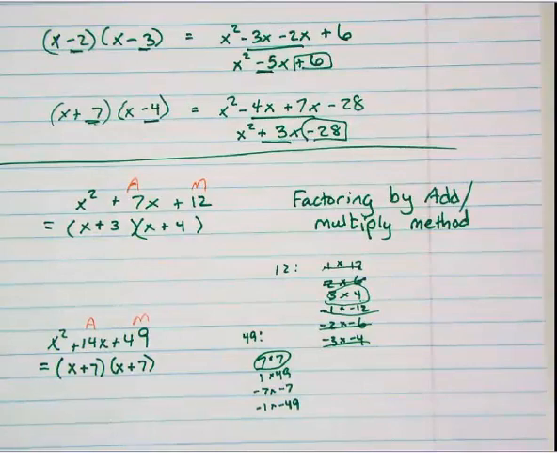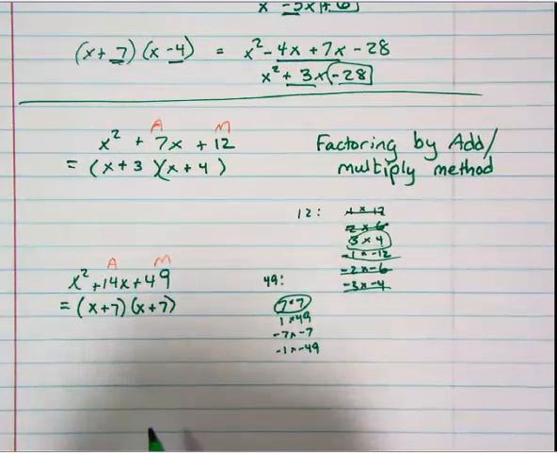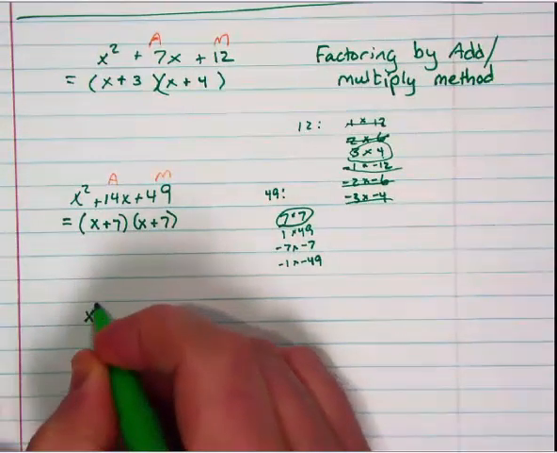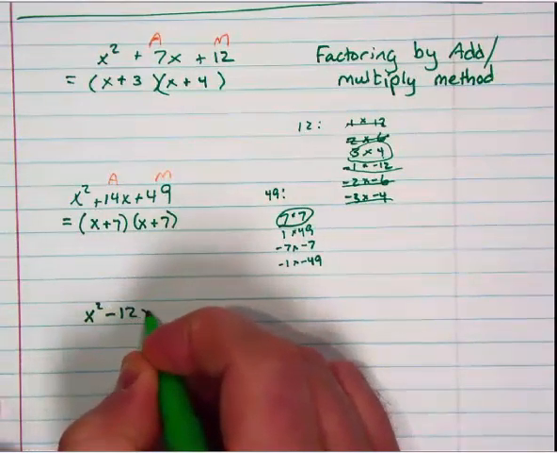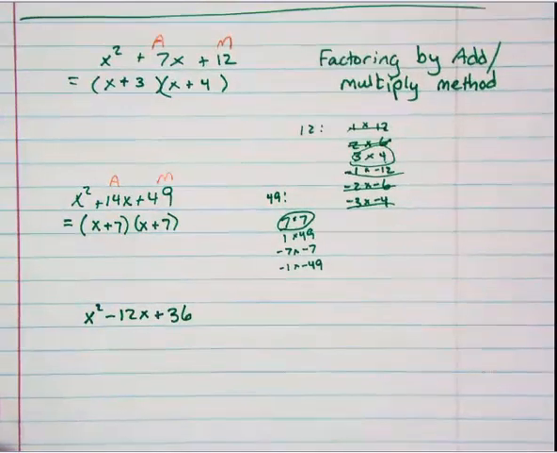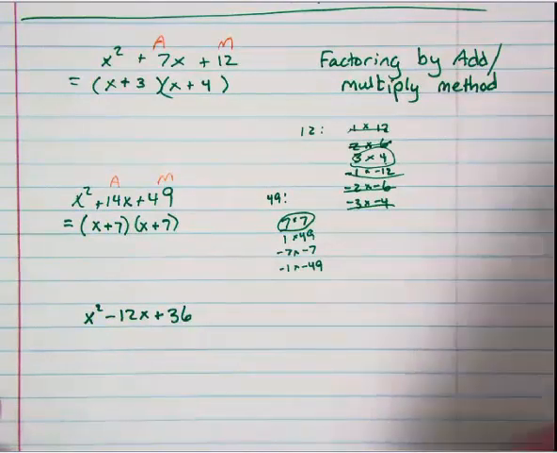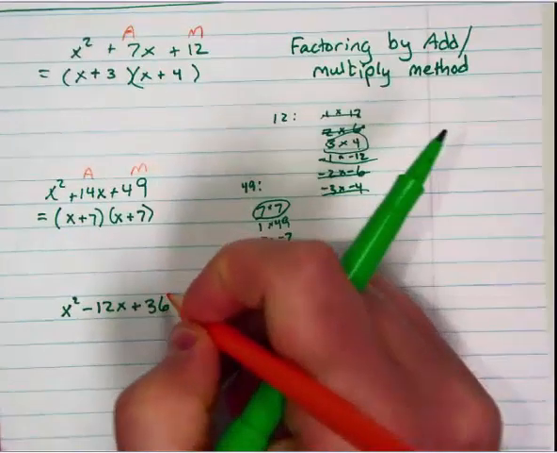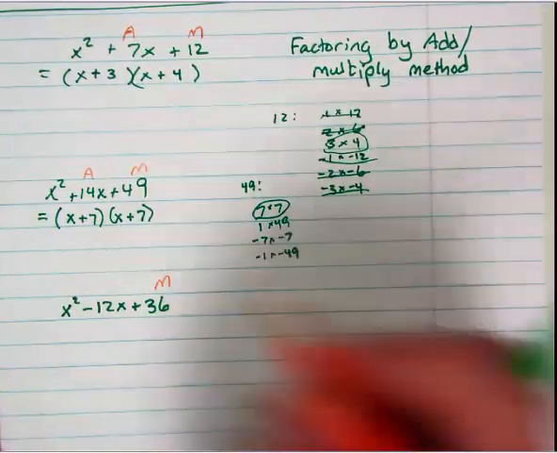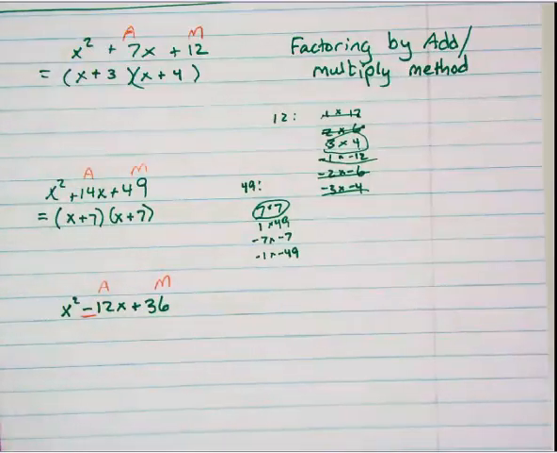It does get a little bit trickier when we don't have all positives. So if I were to do something like x squared minus 12x plus 36. Again, no GCF. Please catch on to that. I'm asking for that first. Since there's no GCF, are there two numbers that multiply to 36 but also add to negative 12? Watching out for that sign.